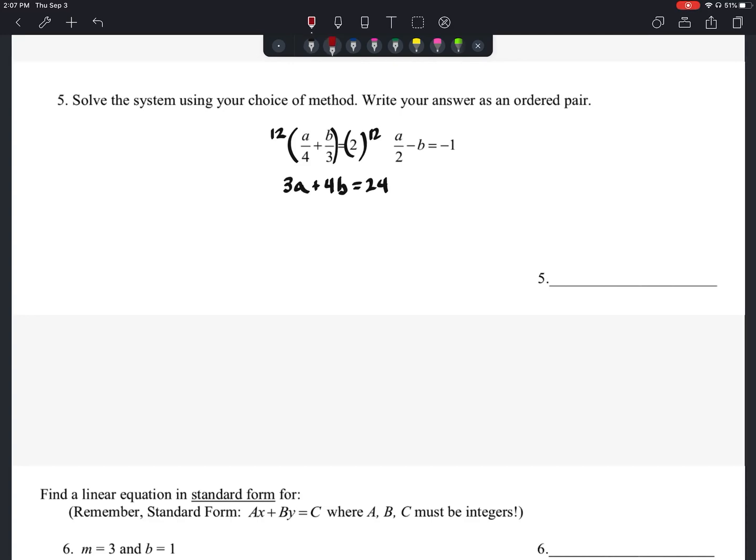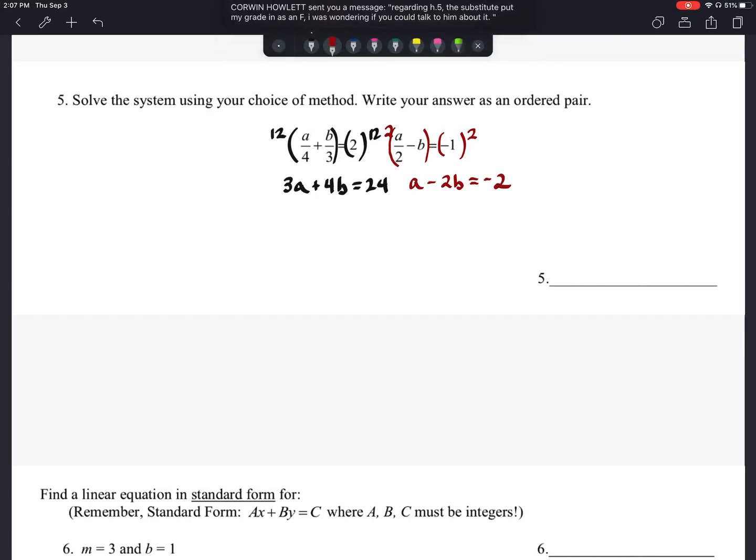Let's look at the other one here. We've got a over 2 minus b is equal to negative 1. Okay, well, I see denominators of 2 and 1, which means we could just multiply by 2. 2a divided by 2 is going to be just an a. We have 2 times that b would be minus 2b, and 2 times negative 1 is negative 2.